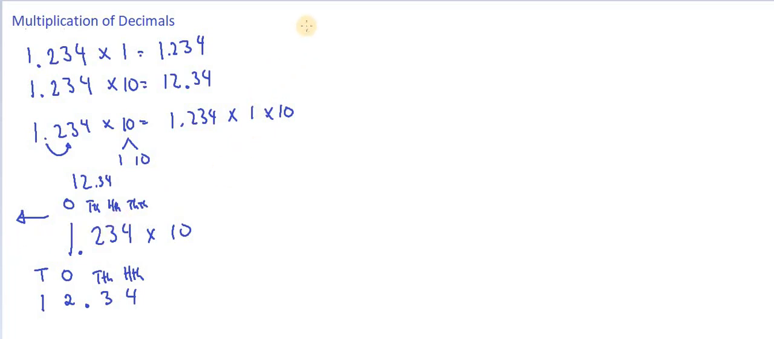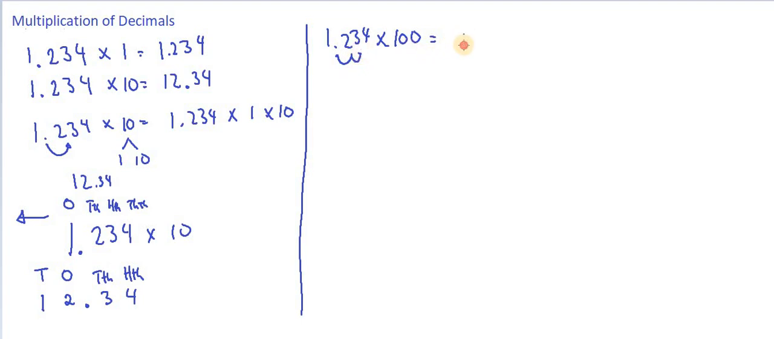Okay, so let me show you again with more examples. For example, I have 1.234, same number, times 100. Now we can see there are two zeros over here. If we move the decimal dot, then we need to move two spaces to the right hand side. So if we move it 1, 2, the result will be 123.4. Okay, so this is the result with times 100.